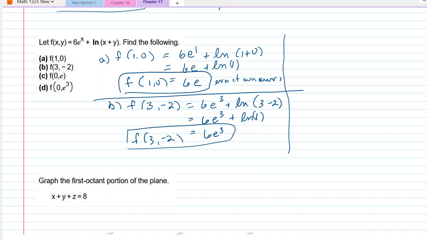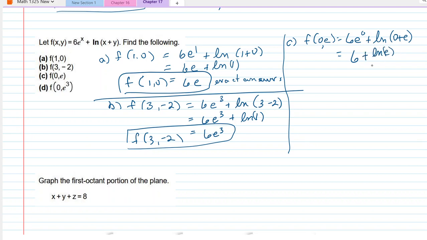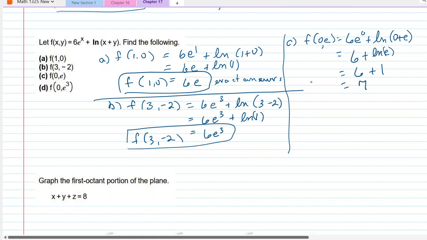So now we're going to do our C. C is f of 0 and e. So that's going to give me 6e to the 0 plus ln of 0 plus e. All right. So this is going to give me 6, because anything to the 0 is 1, and this is ln of e. Well, these are inverses of each other, so I have 1, 6 plus 1. So I get 7 is f of 0 and e.